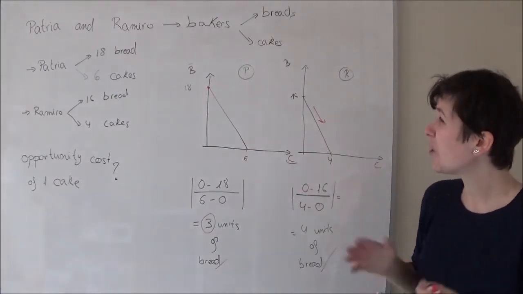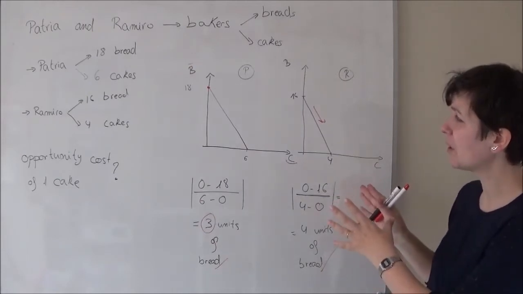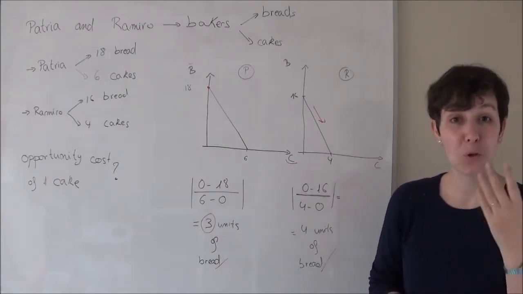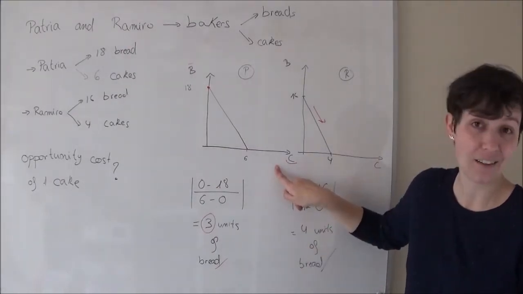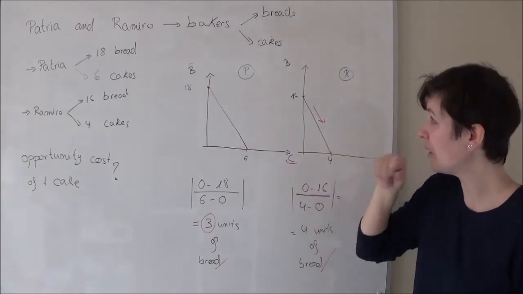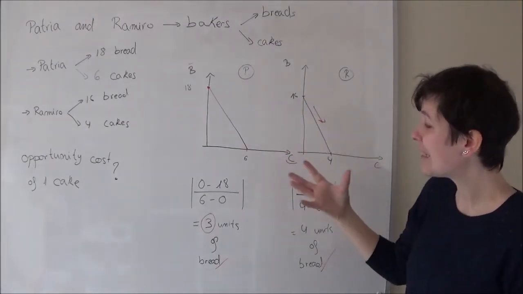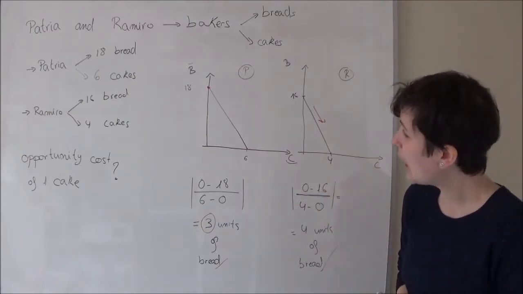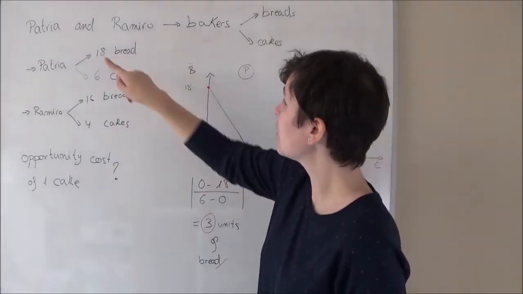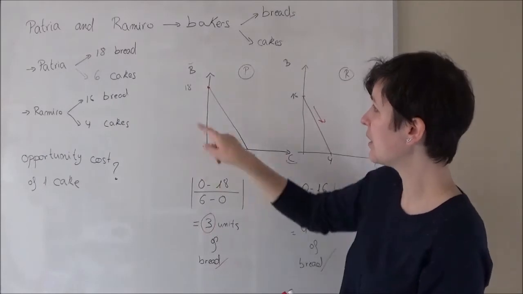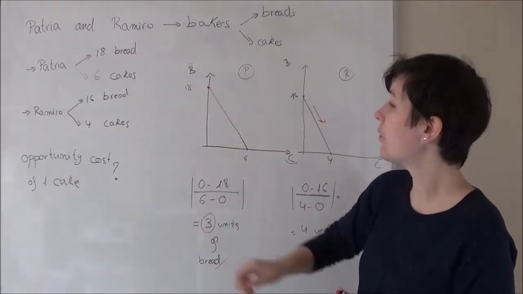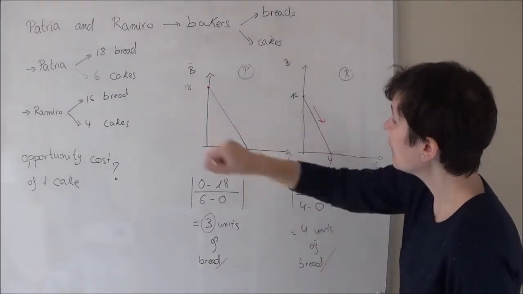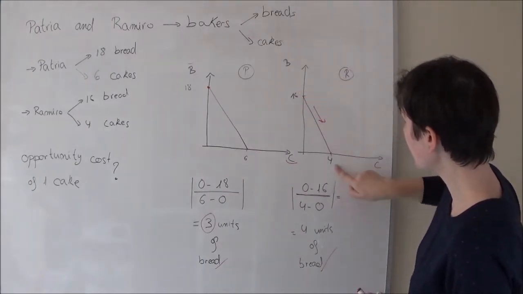Okay? Because we normally face this kind of problem talking about the slope of the curve. And the slope of the curve is the opportunity cost of producing the good that is here. In this case, cake. So the slope is always the same as the opportunity cost of the good that is on the horizontal axis. So here is this 18, so when Patricia is just producing bread, she is able to get these 18 units, and when she is just producing cake, that's 6 units. And the same thing for Ramiro, here bread and here cake.